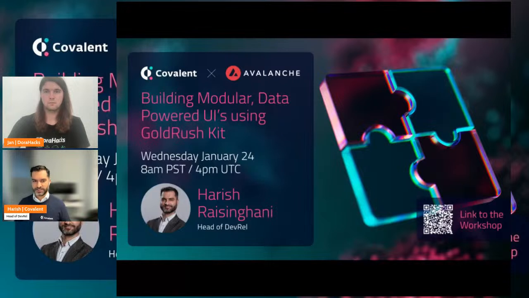So today I'm going to spend a little bit of time talking about how you can build these data-powered UIs using a new kit that we recently launched called GoldRush, and I just shared the link for it. If you want to follow along, you can go to the open source GitHub repo, fork it, and try along. So the idea here is Covalent, I think, is known for a broad-based data indexer.